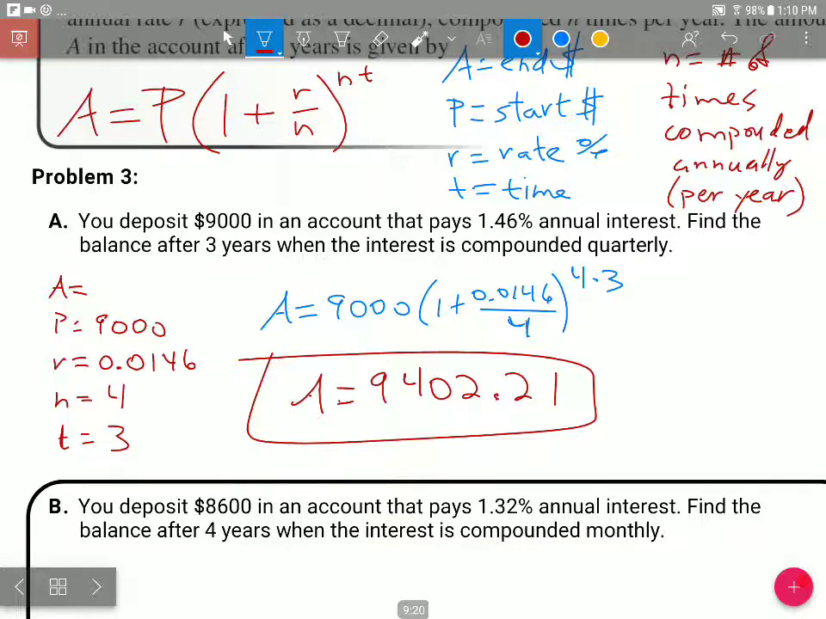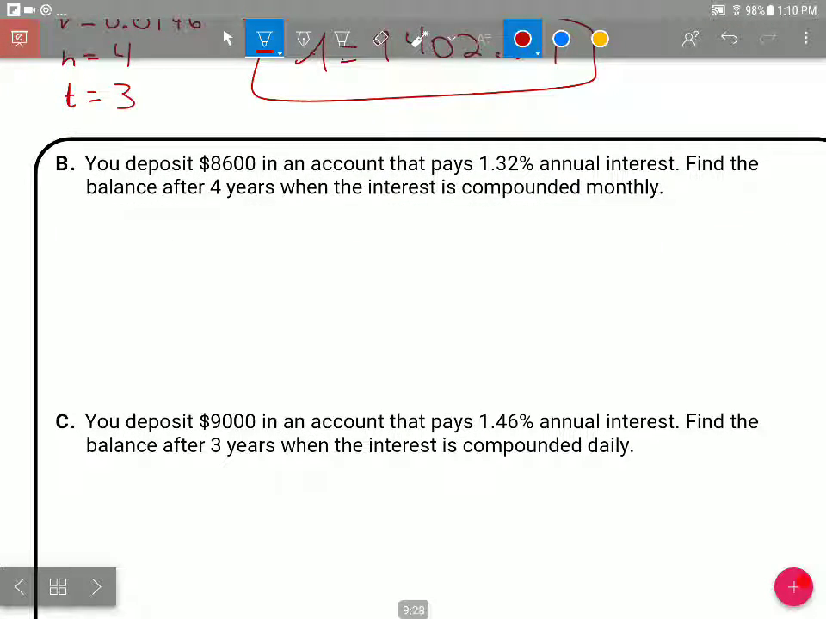All right? Anyways, any questions on this at all? Anything you want to talk about? No. All right, letter B. You deposit $8,600 into an account that pays 1.32% annual interest. Find the balance after 4 years if the interest is compounded monthly.